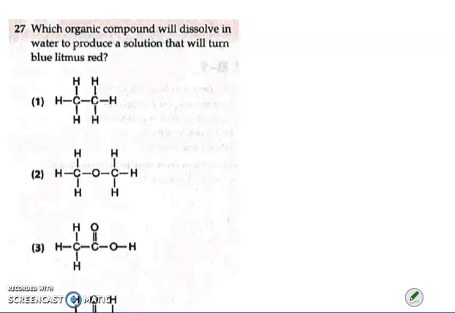27 says, which organic compound will dissolve in water to produce a solution that turns blue litmus red? This one, again, you guys did not know because we haven't done acids and bases. That phrase right there, turns blue litmus red: any substance that turns blue litmus red is an acid. So we have to find something that is an acid, and it's got to be an organic acid, so we have to consider Table R.